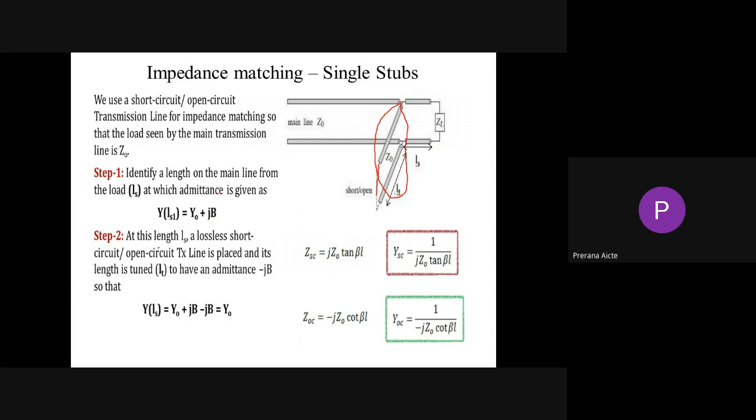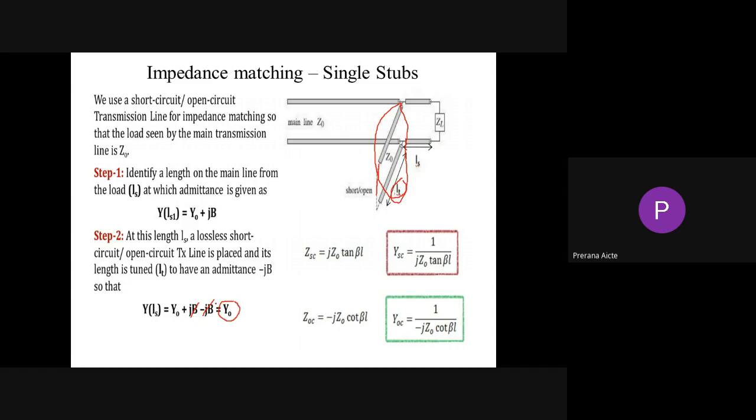Now at this length, l of s, a lossless short circuit or open circuit transmission line is placed and its length is tuned to l of t, to have the admittance minus jB, so that Y in at l of s is equal to Y naught plus jB minus jB. So jB cancels, and it becomes the Y naught value.